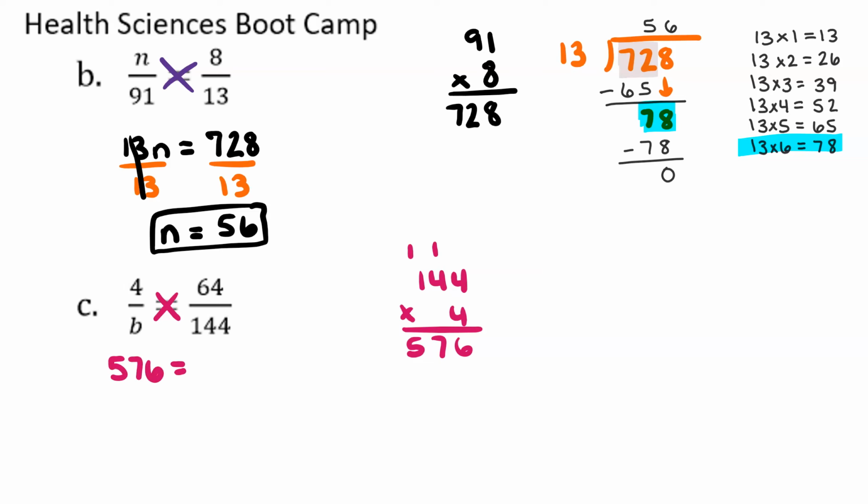And on the other side, I've got 64 times b. So now to get b alone, I need to divide by 64.